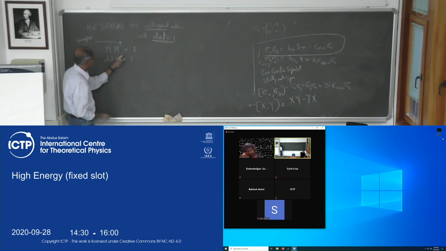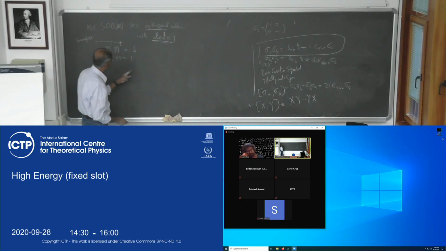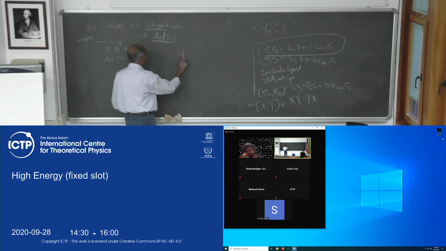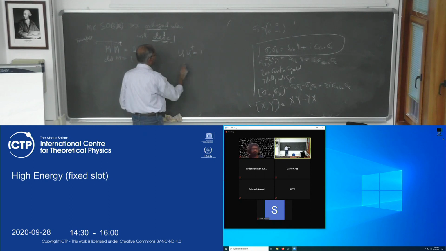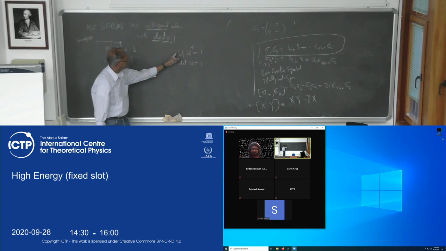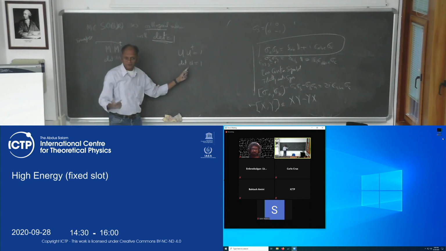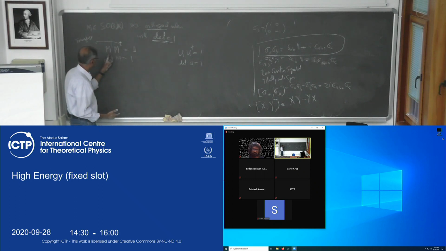So, you see, first of all, this condition, just like in the SU2 case, where we had U U dagger equal to 1, and then det U equal to 1, right? But then, already from this equation, we found that the determinant of U is just a phase, right? Now, let's look at here.